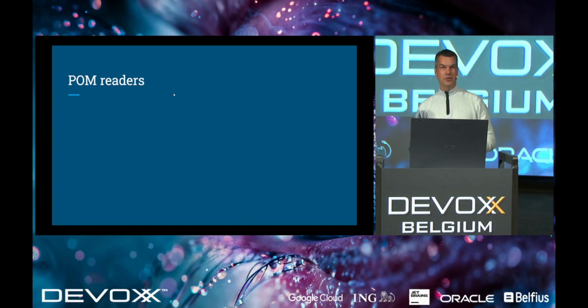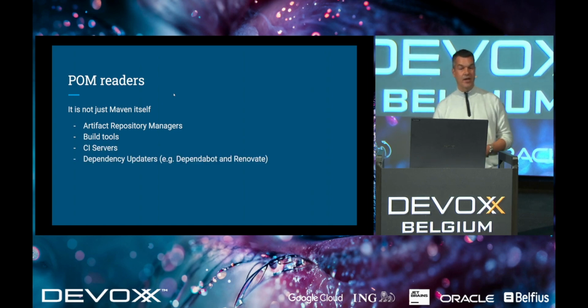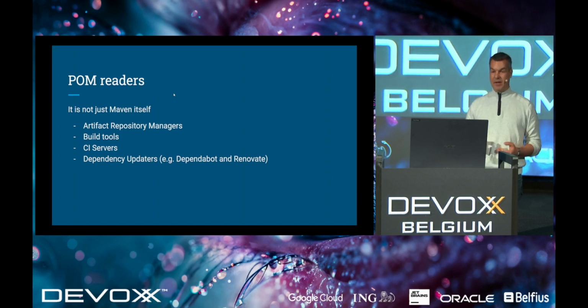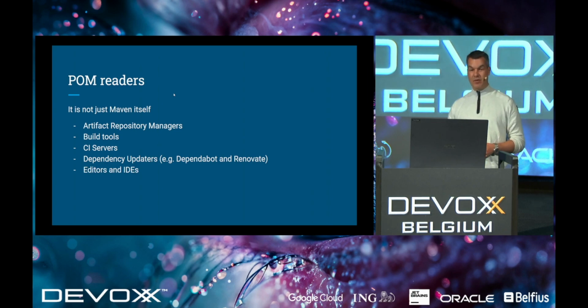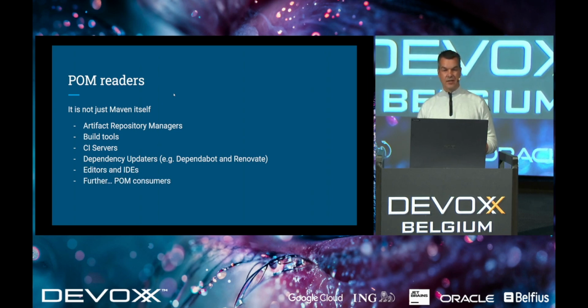Now, who's reading all these POM files? It's not only Maven itself. Of course, Maven itself is the main reader of the POM file. But we have artifact repository managers. We have other build tools. Maven is not the only build tool that is reading the POM file. We have CI servers that are interested in the POM file. We have dependency updaters like Dependabot and Renovate. We have editors and IDEs. We have further and other.